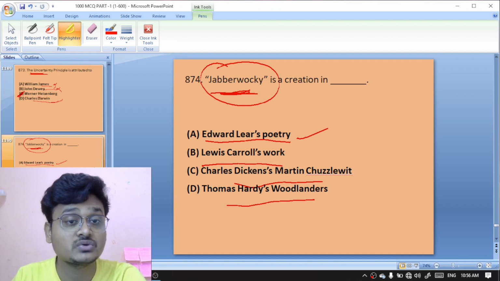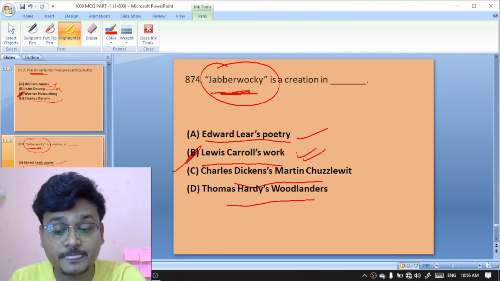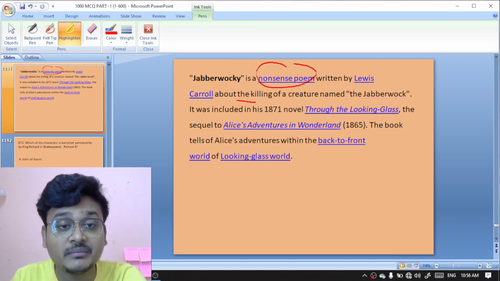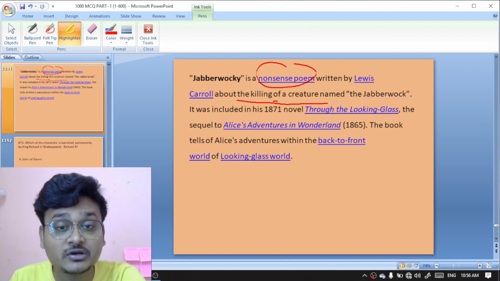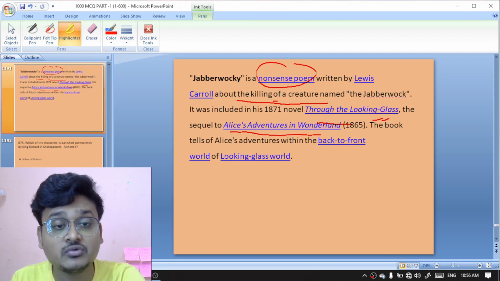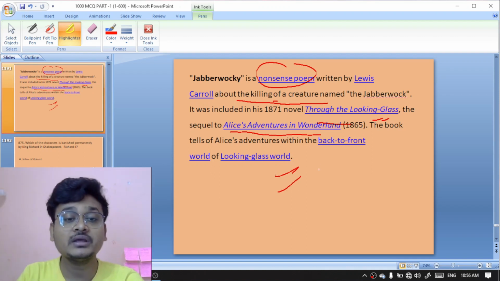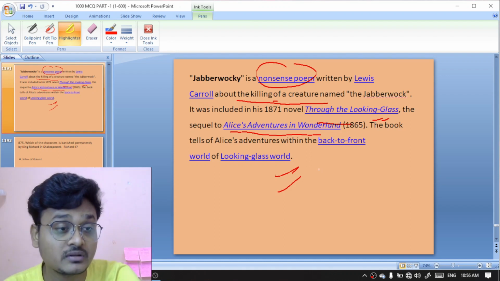Jabberwocky is a creation in Edward Lear's poetry, Lewis Carroll's work, Charles Dickens' Martin Chuzzlewit, Thomas Hardy's The Woodlanders. So Jabberwocky is a creation in Lewis Carroll's work. Jabberwocky is a nonsense poem written by Lewis Carroll about the killing of a creature named the Jabberwock. It was included in the 1871 novel Through the Looking Glass, the sequel of Alice's Adventures in Wonderland. The book tells of Alice's adventures within the back to front world of Looking Glass world. So it's a nonsense poem by Lewis Carroll.